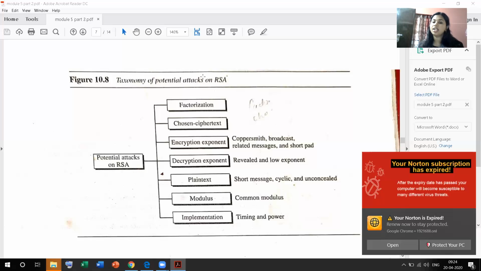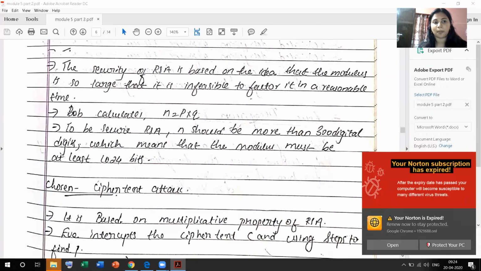In the case of a power attack, the attackers measure the power needed to decrypt the ciphertext, and depending upon these power measurements, the attackers can attack. Those are the main two attacks, timing and power attacks. We can explain them in detail.